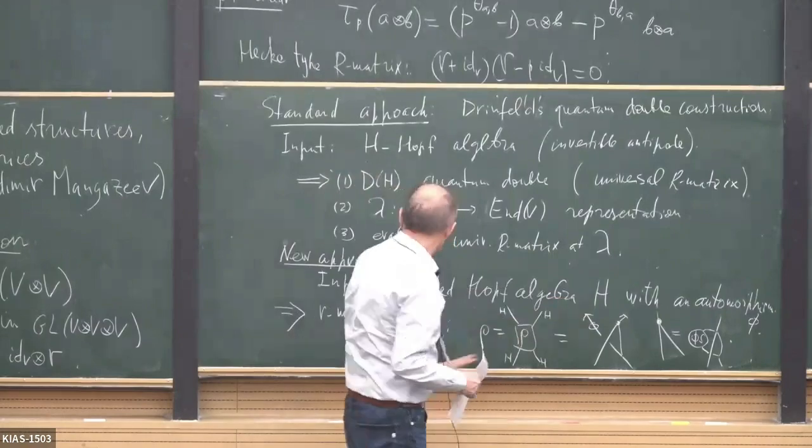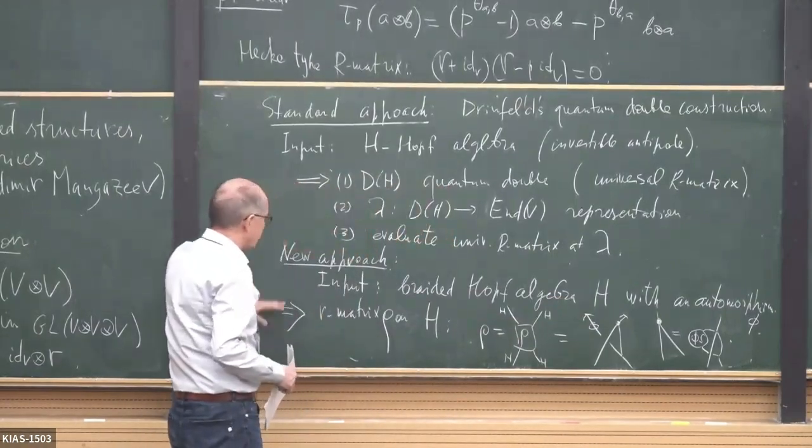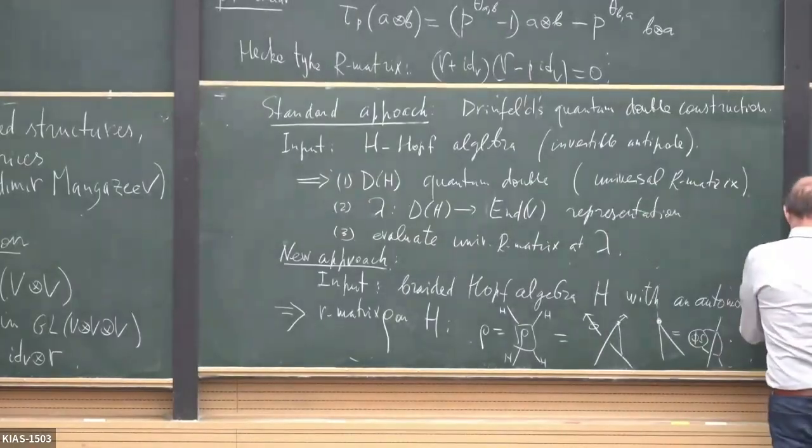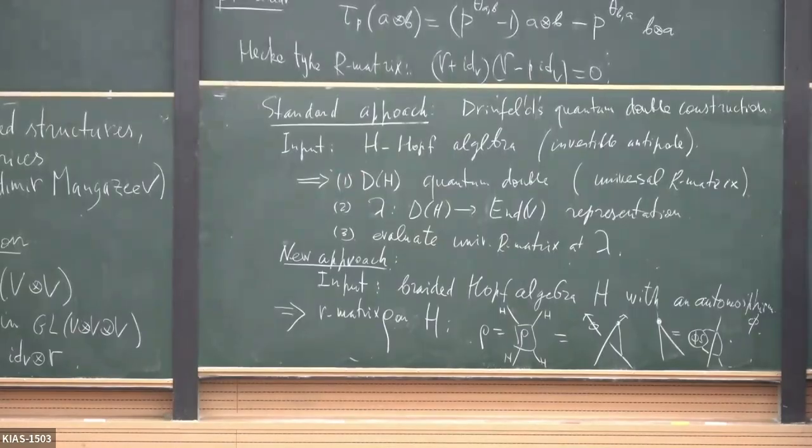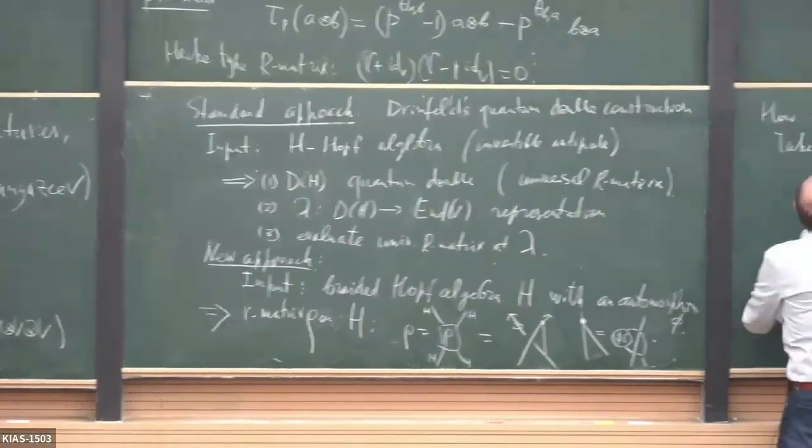Okay, so that's a new approach, and then the question is how to produce braided Hopf algebras, because this is the input, so we have to say, is it easy to get such an input? And the answer is the following. So take a braided vector space.